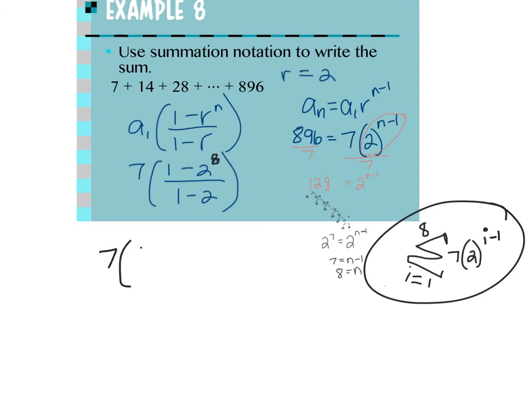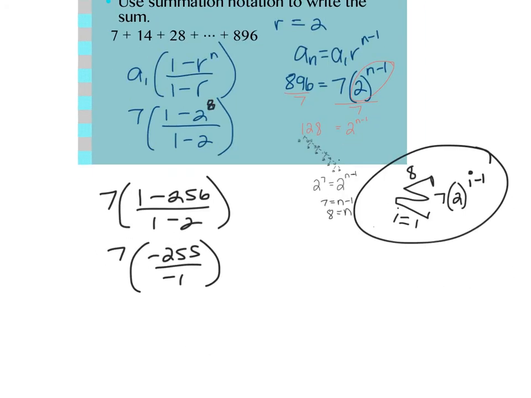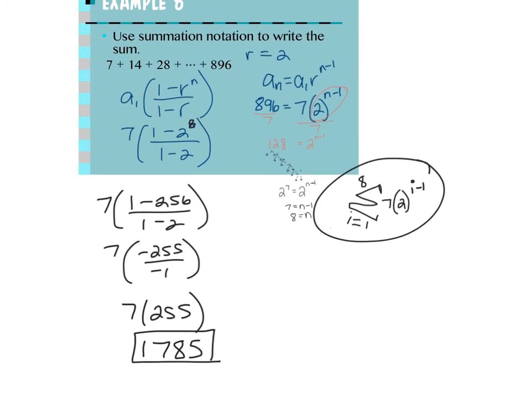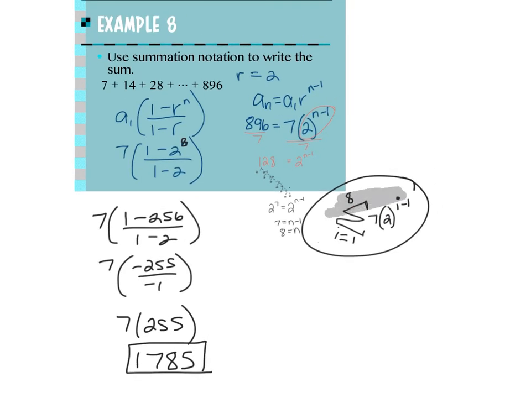So then I'd get 7 times 1 minus 256, which is 128 times 2, over 1 minus 2. 7 times negative 255 over negative 1. 7 times 255 is 1,785. Say again? How do you get 256? That's 2 to the 8th. So I knew what 2 to the 7th was, 128. I just multiplied it one more time. So just double it again. So this is the summation notation. This is the actual sum.